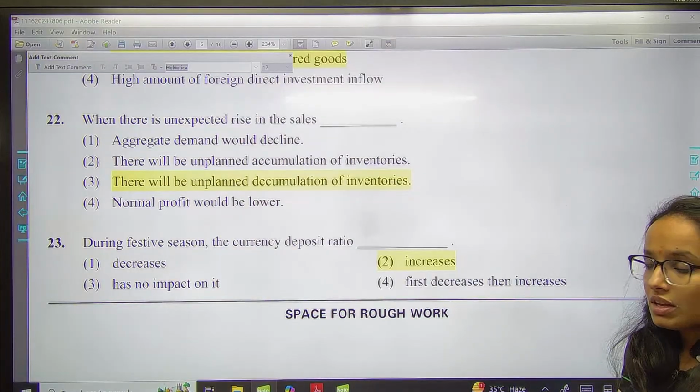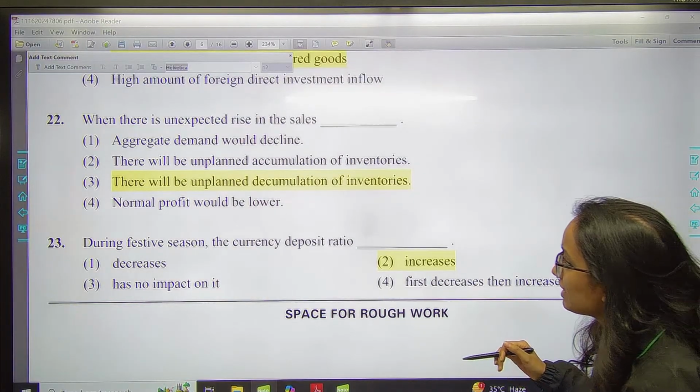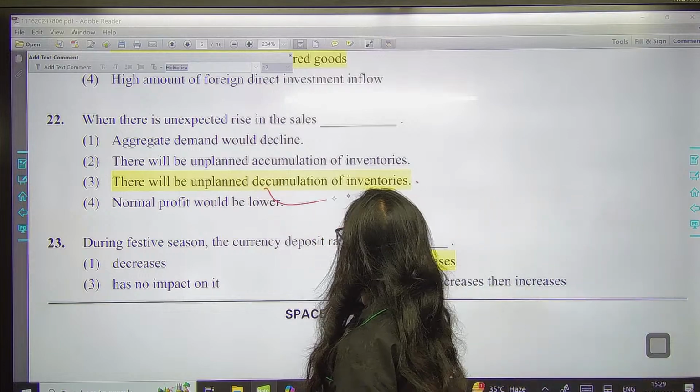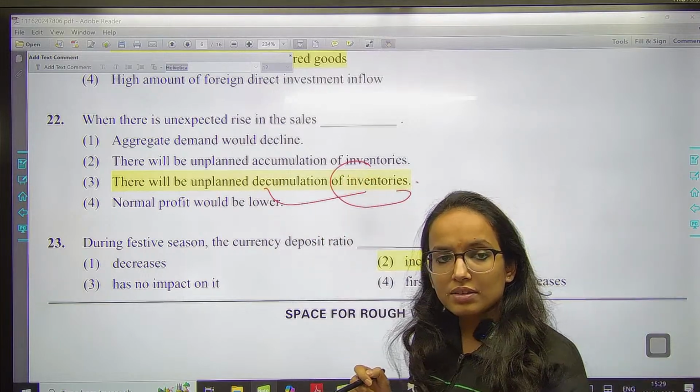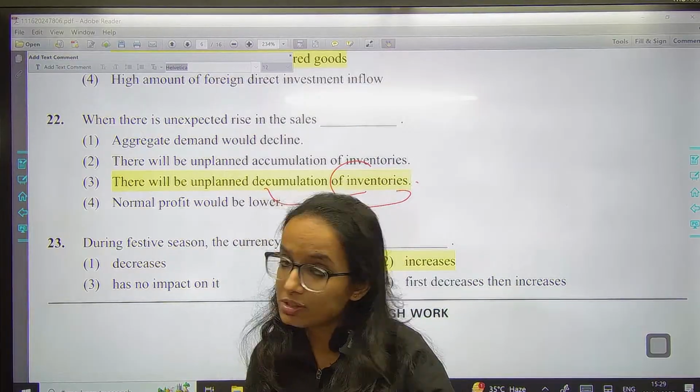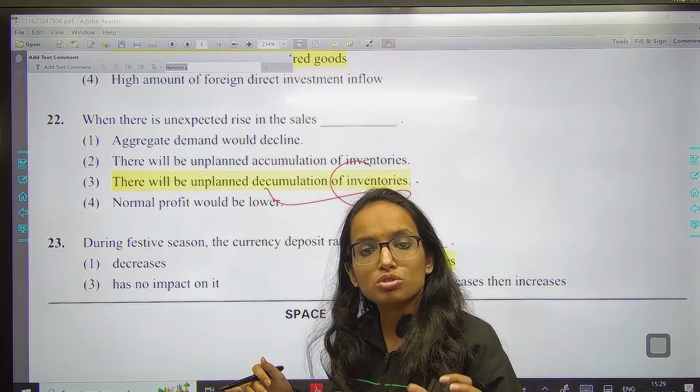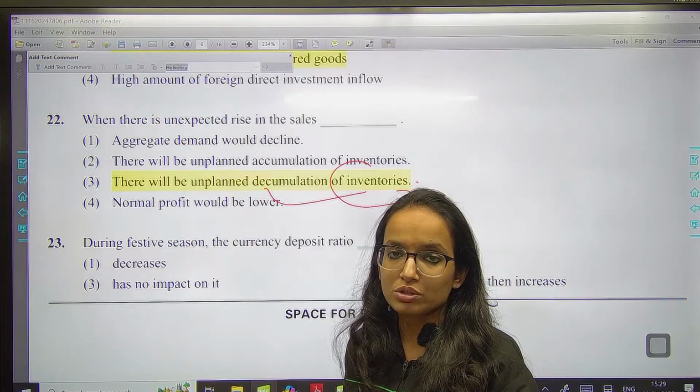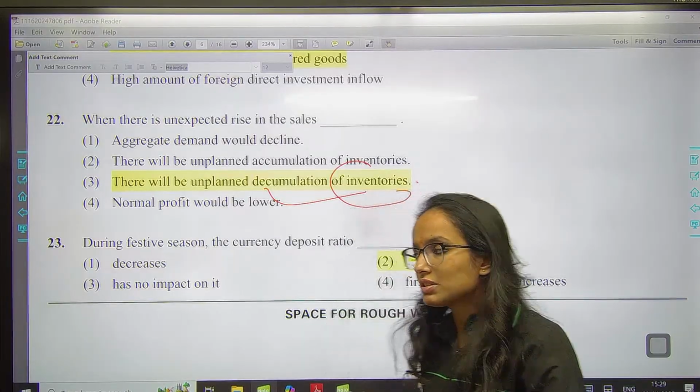Then next one is: when there is an unexpected rise in sale, there will be unplanned deaccumulation of inventories. So sale, inventory, stock, flow, they have asked all these concepts too. Going ahead, they will also be asking about the difference between stock and flow. So these kind of questions they are asking.